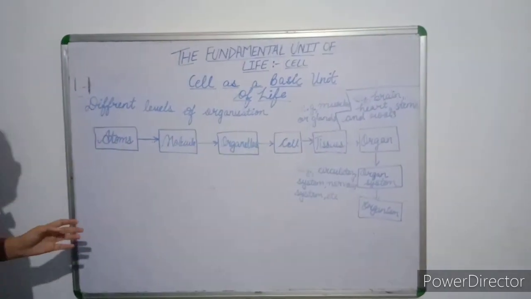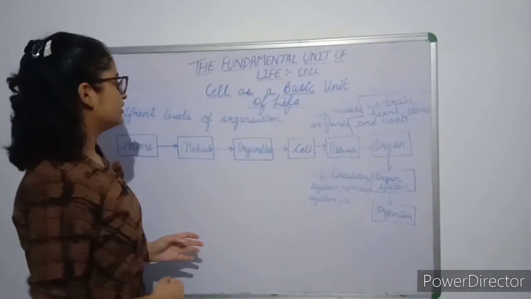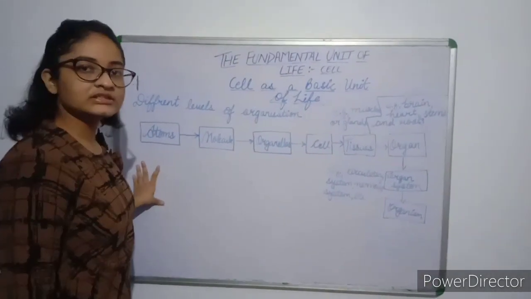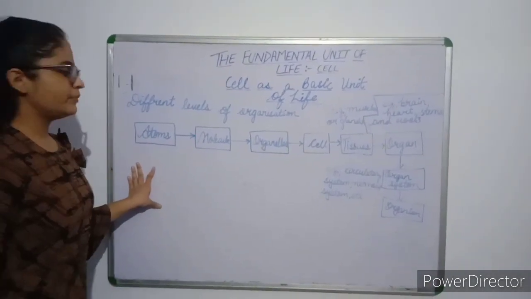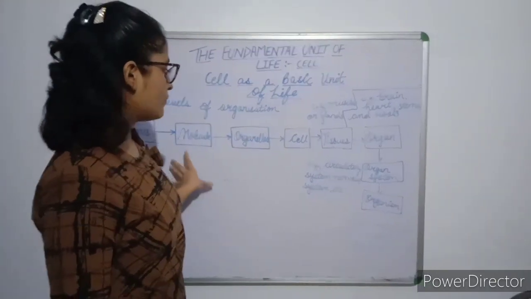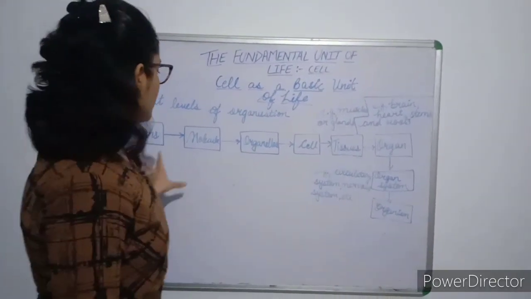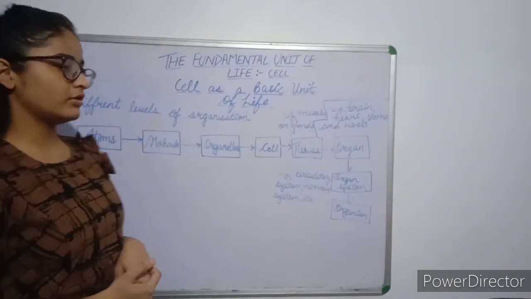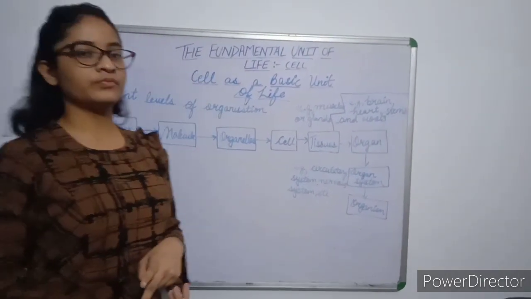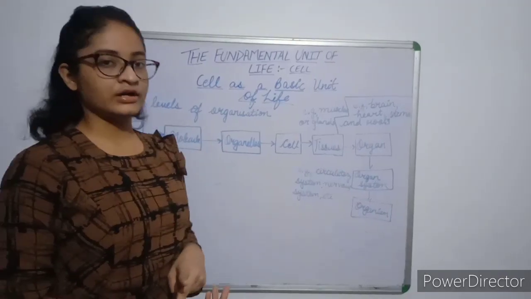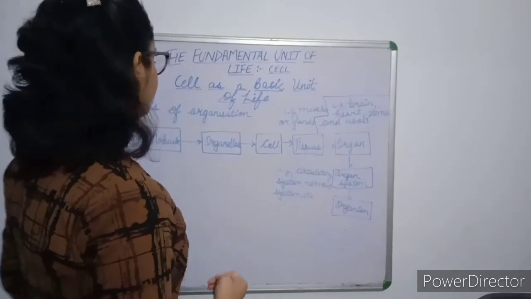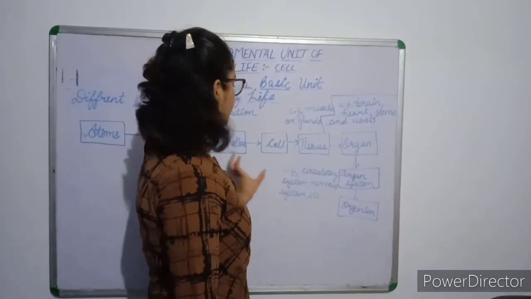Today we are going to discuss the different levels of organization. What we have discussed in the first topic is that atoms aggregate to form molecules, and molecules aggregate to form organelles. In organelles we have examples like the nucleus, RER, SER and many more. And when organelles aggregate, they form a cell.